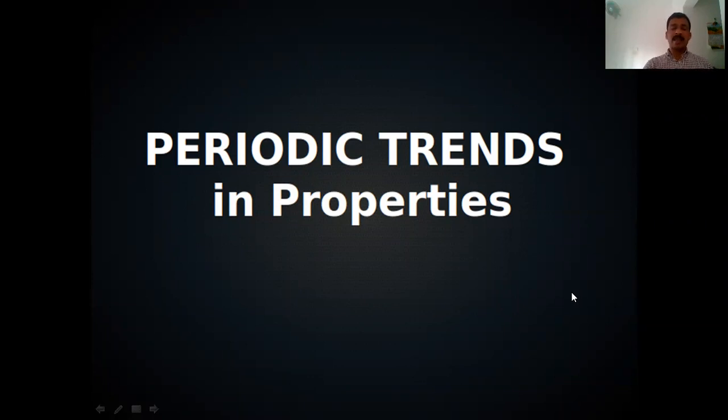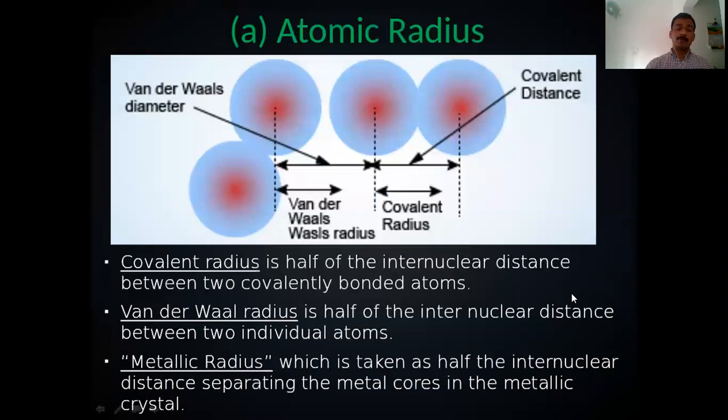The first one is atomic radius. If you want to discuss atomic radius, you should know how to measure the atomic radii of different atoms. There are three methods for the measurement of atomic radius of different atoms. The first one is covalent radius. What is covalent radius? It is half of the distance between the nuclei of two covalently bonded atoms.